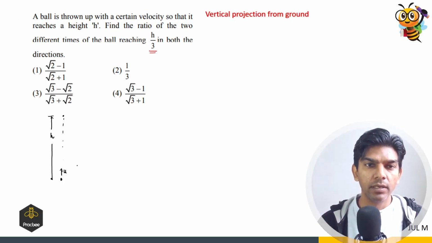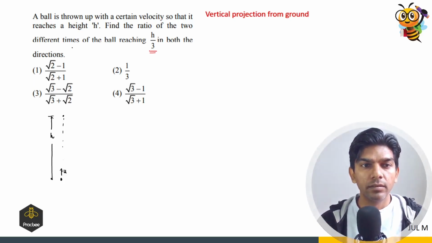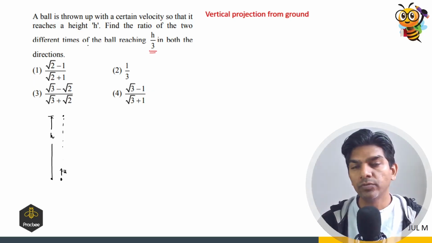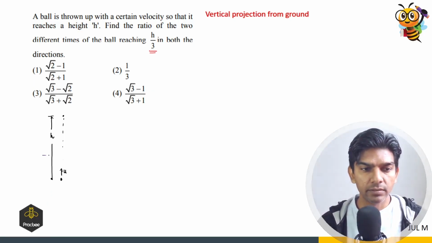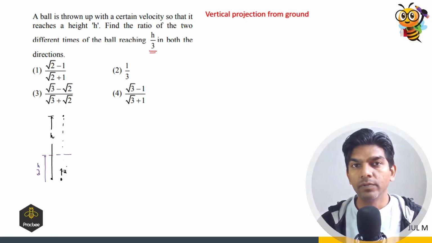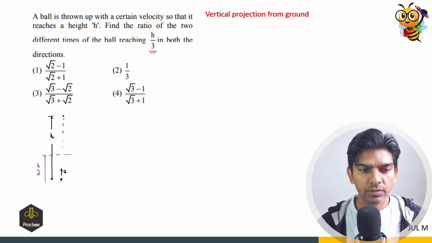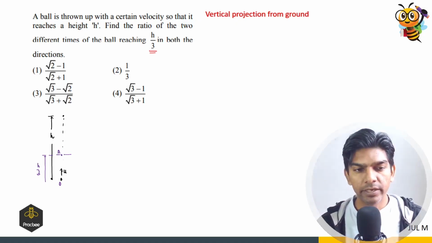So that is given, and the ratio of two different times. Basically, if I consider a height which is h by 3, the ball will cross this height h by 3 two times. Let us say this point is O and this point is A, and while coming back it again passes point A, right?